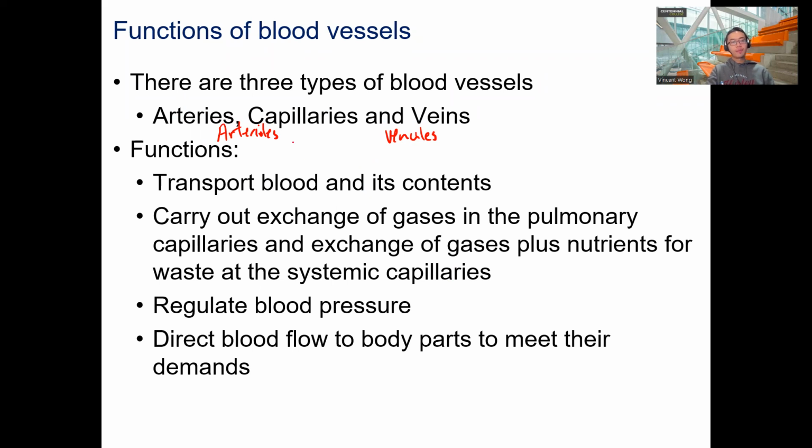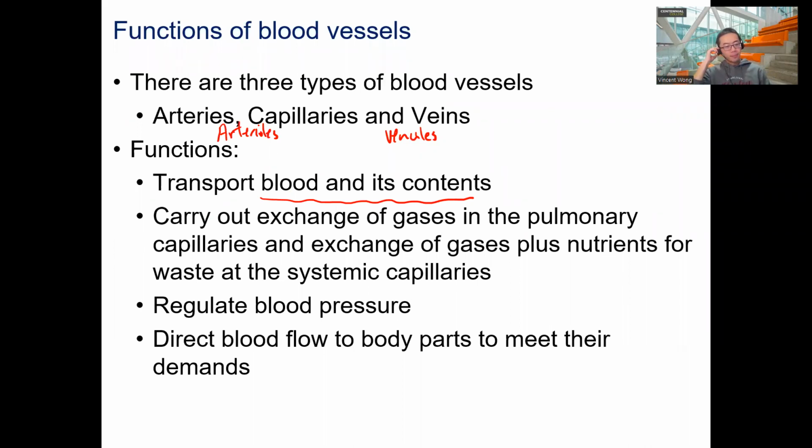These are like smaller versions of the big vessels. Function of blood vessels. Some of these are pretty self-explanatory. They transport blood and its content. Inside blood, there are a lot of things. We'll learn about blood next week, but just for the sake of talking, what are some of the things in blood anyways? I mean, there's water, there's blood cells, but what other things are in blood? Anybody want to give me some ideas? You can type it out. You can shout it out.